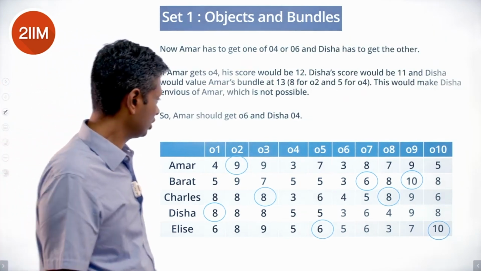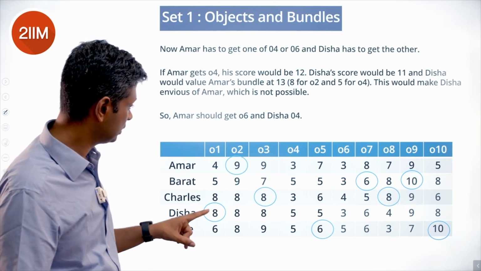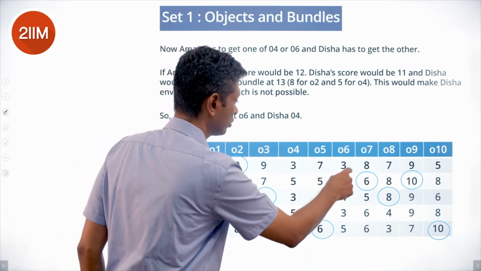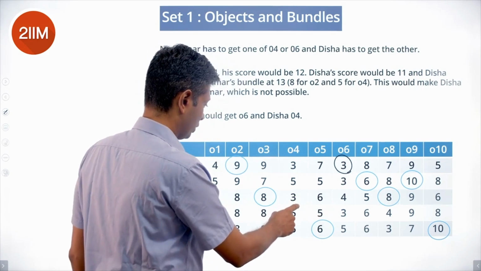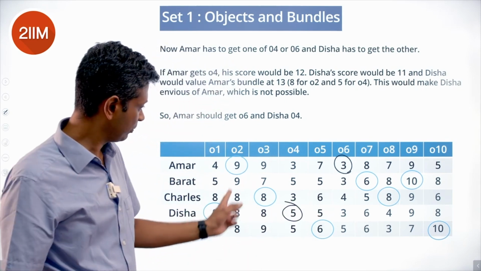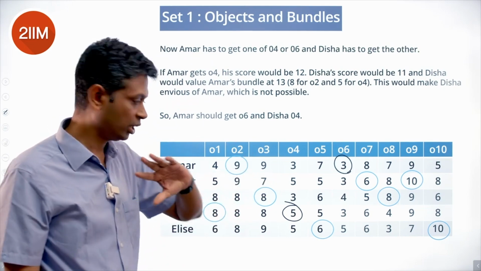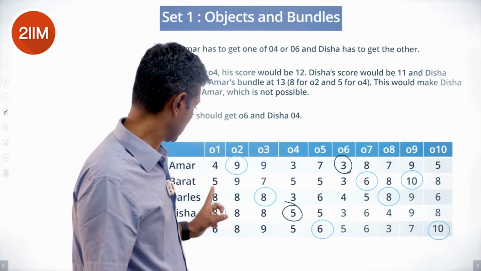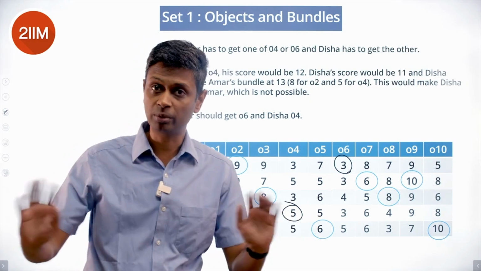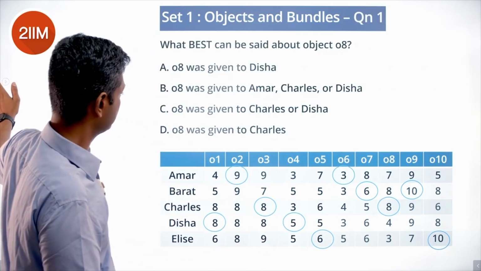Now we know that Amar has got O2 and we just check O2 and O6. Disha has got O1 and O4. 8 plus 5 valued at 9 plus 3, which is completely fine, and 9 plus 3 valued at 8 plus 5 valued at 4 plus 3, which is also completely fine. Now we've got the whole grid filled out. We can answer questions from here.